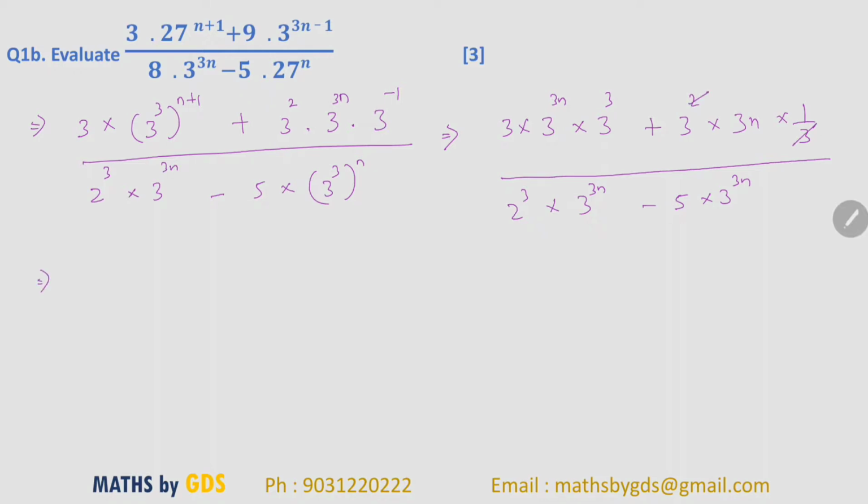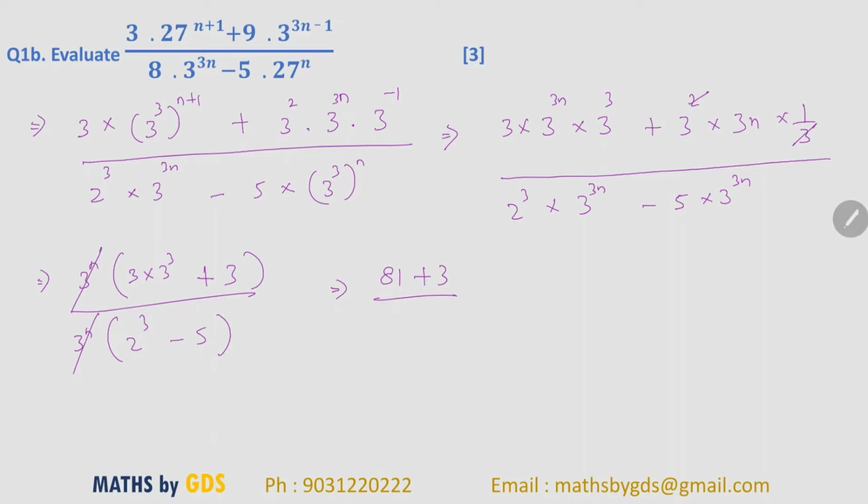Alright, so the next step will be we'll take out 3 to the power n common from both the numerator and denominator. From here we have 3 into 3 cube, plus, from here we have 3 into 1, that is 3. From the denominator, if we take out 3 to the power n common, we have 2 cube minus 5. So 3 to the power n gets cancelled from both the numerator and denominator. Here we have 3 into 27, that is 81, plus 3 divided by 2 cube minus 5.